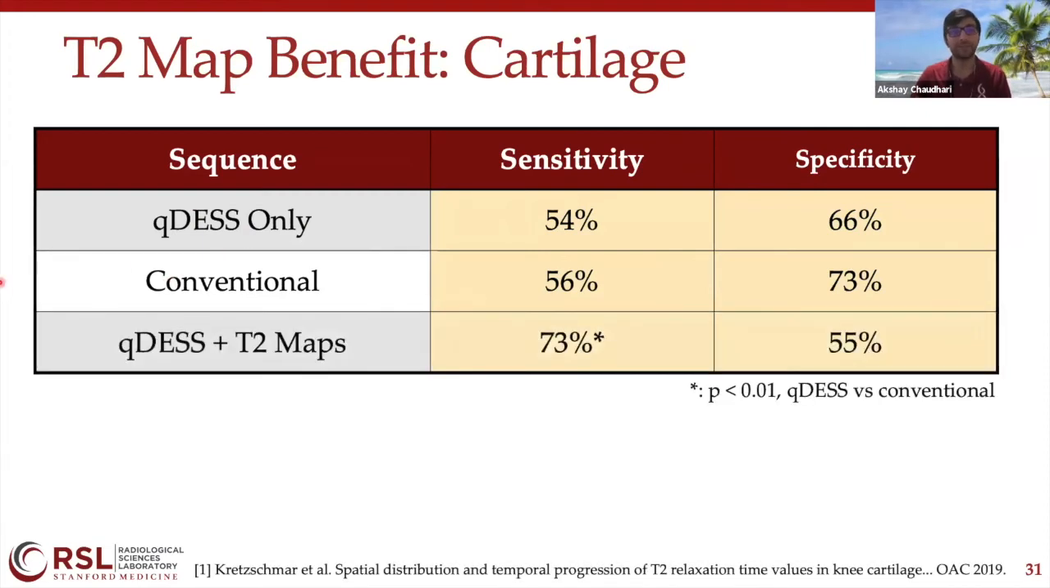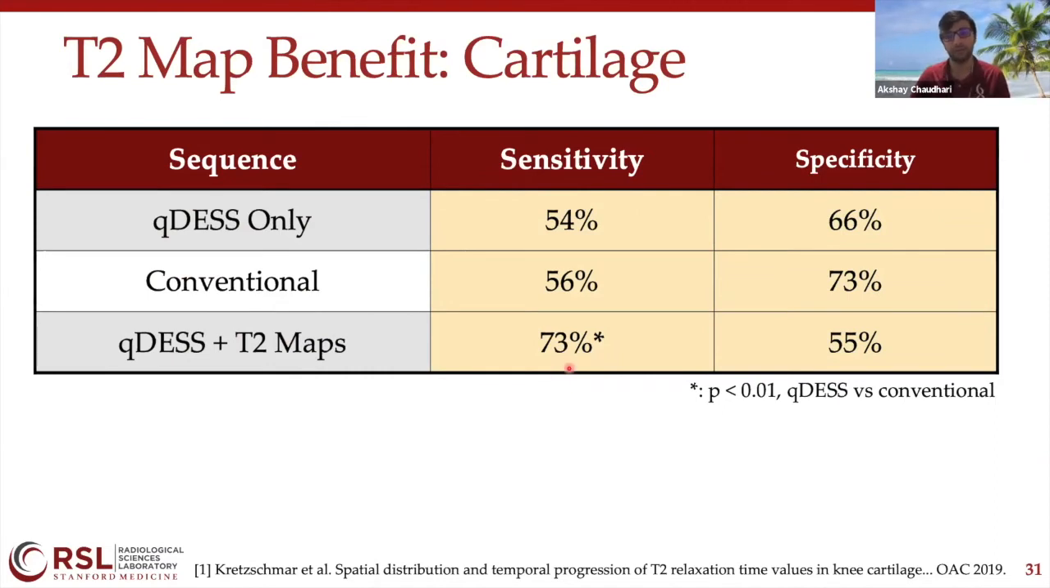But when we asked our radiologists to assess the qDESS images, as well as the quantitative T2 maps which are generated, we saw that the sensitivity to lesions was much higher. And interestingly enough, within these cartilage lesions, there's different grades of lesions. And we saw that there's much higher sensitivity for the earliest cartilage lesion grades that was depicted because of these T2 maps.